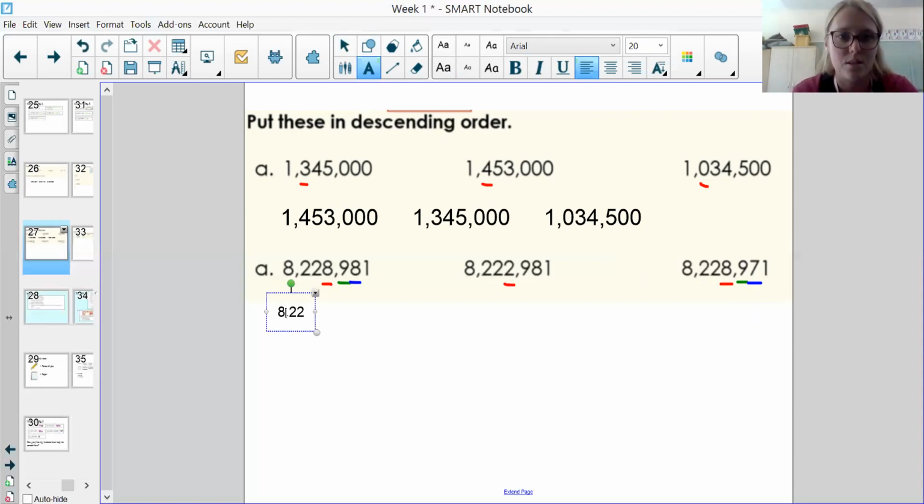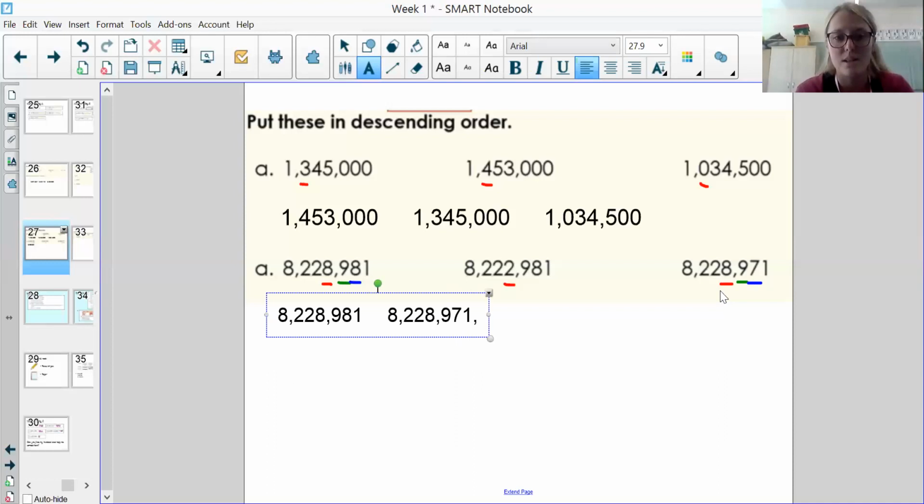So 8,228,981 goes first. So we've used that one. Then it was this one. So 8,228,971. Okay, and then our smallest number, the last one in our ordering, is 8,222,981.